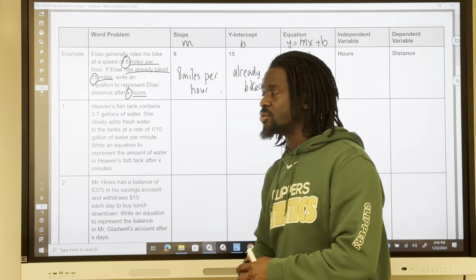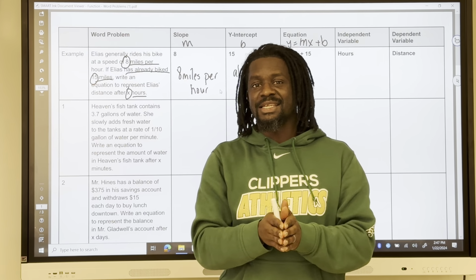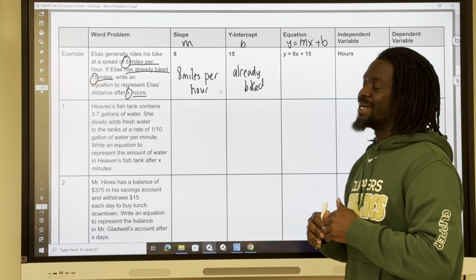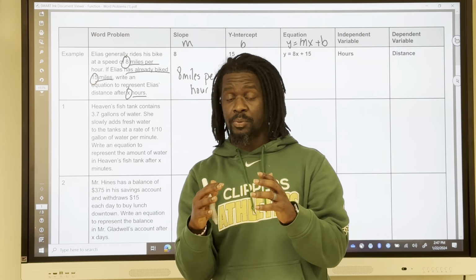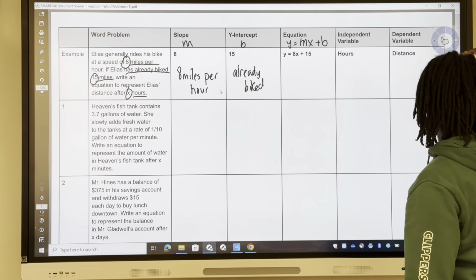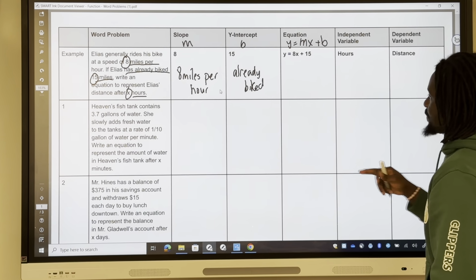In other words, the hours go by and he's riding 8 miles per hour, and that is leading to the distance being changed. So the distance is the dependent variable. The distance depends on how long he travels. Again, that is that example. Now each question is going to be different, but I'll try to make some connections to what we have here. So let's look at question number 2.